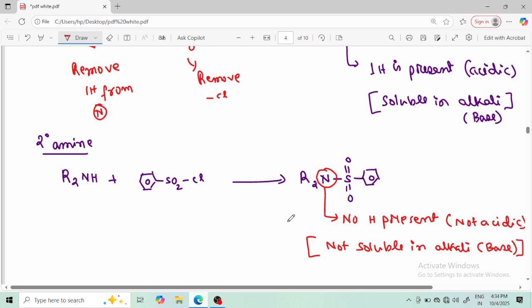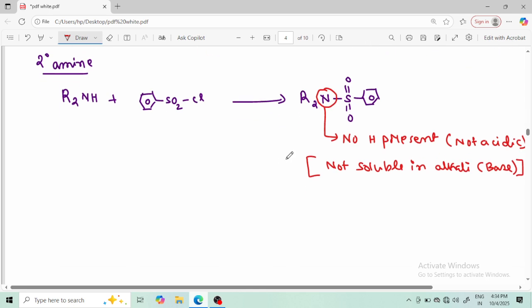Okay. Now what about 3 degree amine? If it's 3 degree amine, you know that in 3 degree amine there is no hydrogen, right? So it will not react, it will not give any product.